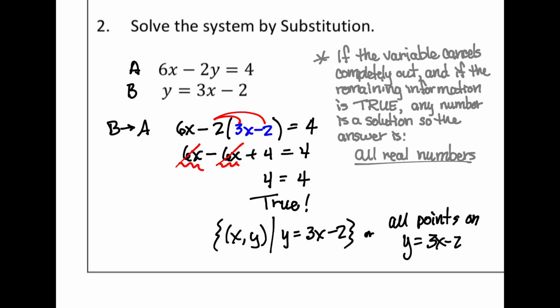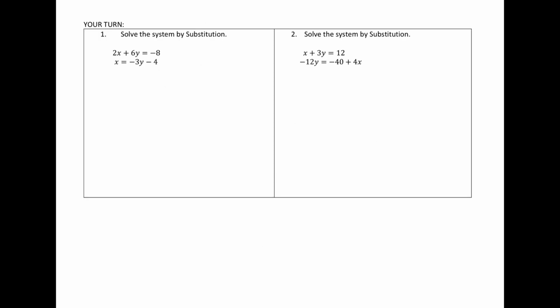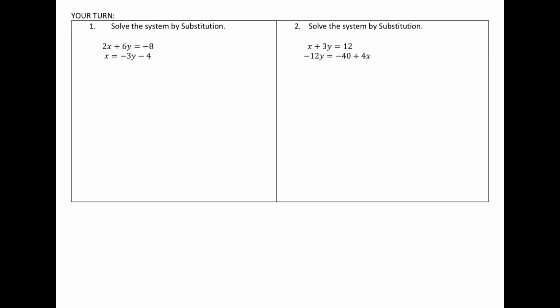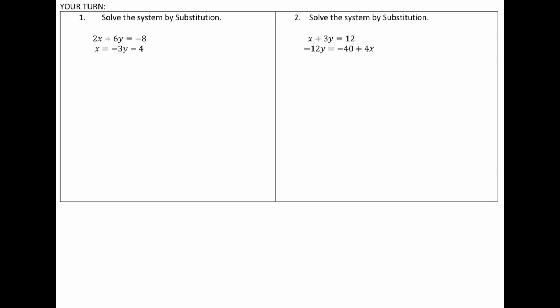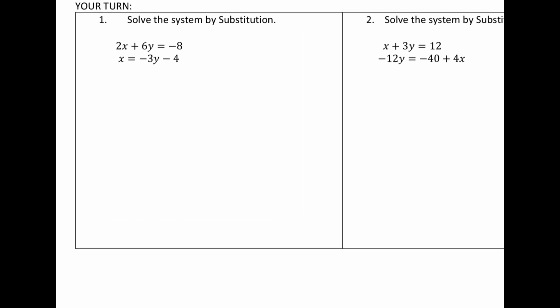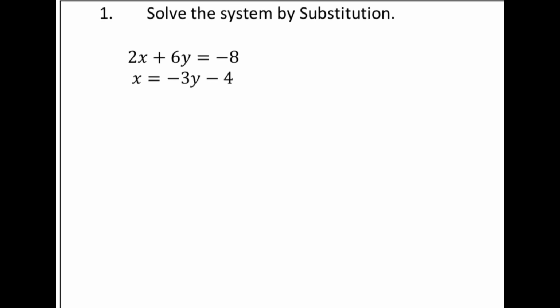Okay? Now here's your two. See what you can do with those. Most likely one will be each kind, right? One will be one and one will be the other. Problem number 1 is already ready to go.